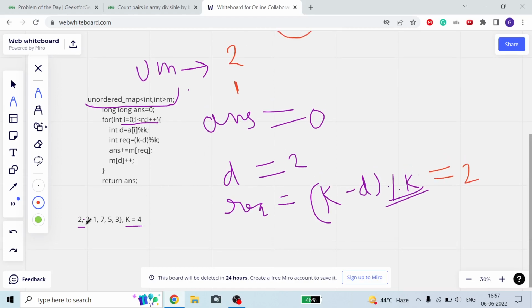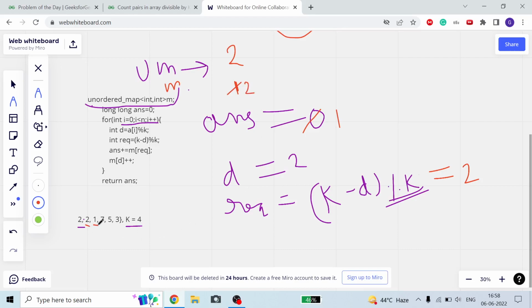Now we are at 2 again, so 2 modulo 2 is 2, and 4 minus 2 modulo 4 is equal to 2. So now we require 2, we will check how many 2 we have, we have 1, so we will update the answer to 1. Okay, now answer means answer plus this value. Now we will again increase md plus plus, so m2 plus plus means it will become 2.